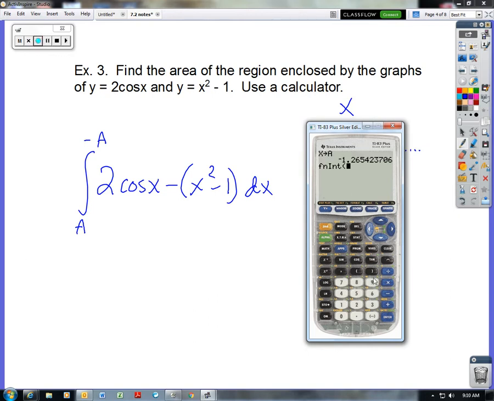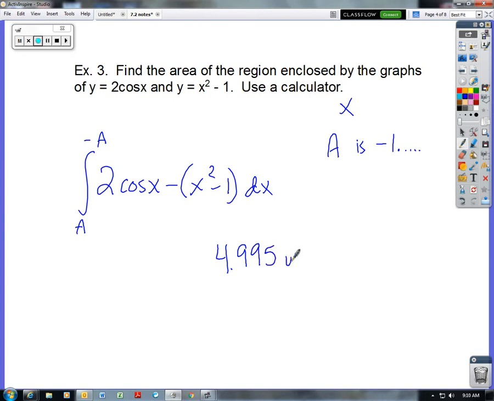Math 9, and we've got, oh, and by the way, because I have these functions in y1 here, I'm just going to do y1 minus y2. That way I don't have to type it in again. So vars, y vars, function y1 minus vars, y vars, function y2, comma x, comma, I'm going to go from a, so alpha a, comma, to negative a, alpha a. Hit enter and I'm going to have my answer, 4.995 units squared.